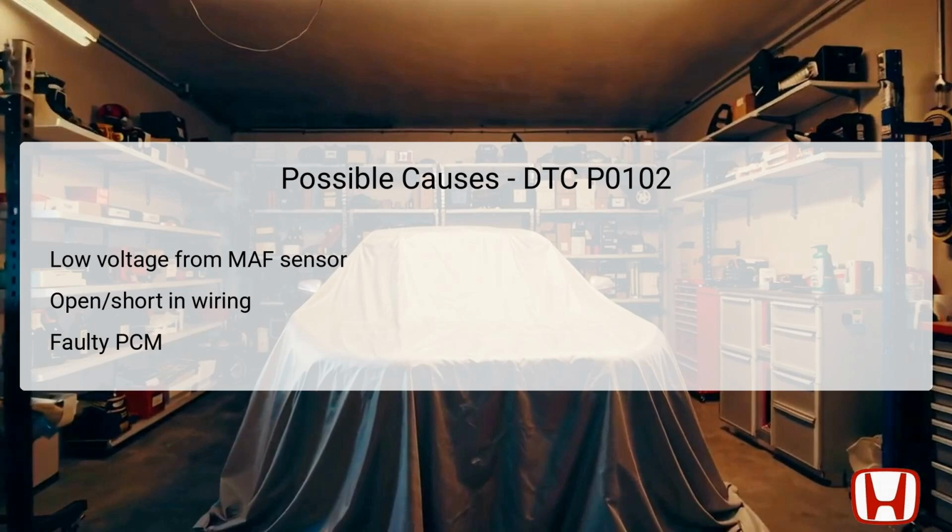Additionally, faulty or damaged wiring, often a short to ground or an open circuit, can interrupt the signal sent from the MAF sensor to the PCM. Lastly, failing components like the PCM, the main computer that manages the engine operation, can also cause erroneous data readings, leading to this trouble code. Proper diagnosis includes checking these components sequentially to isolate the failure accurately.